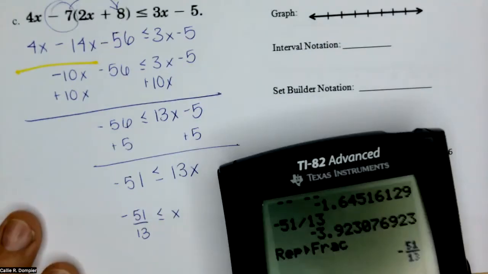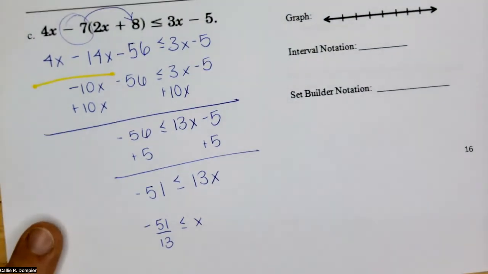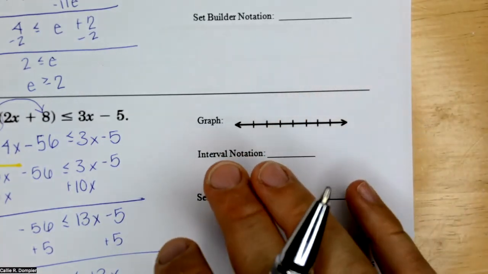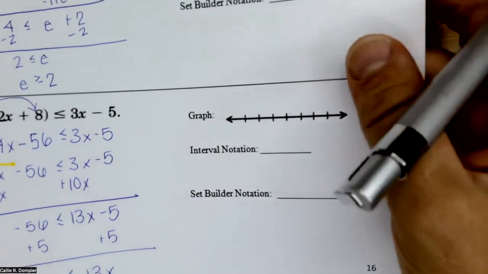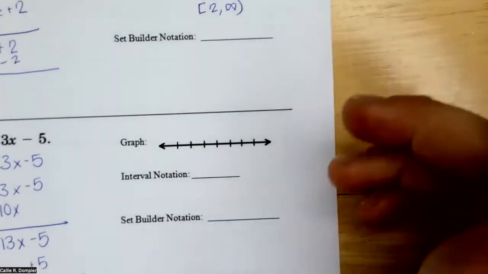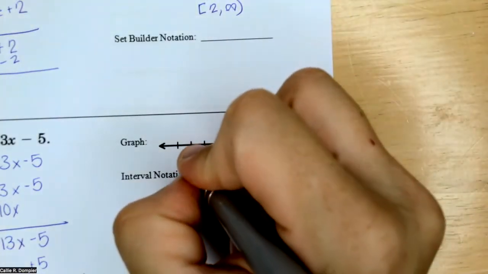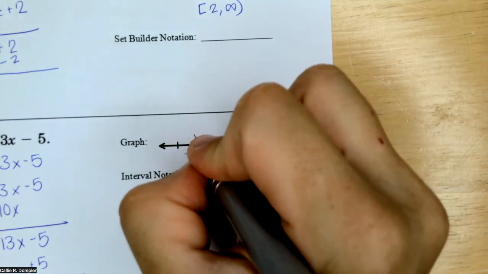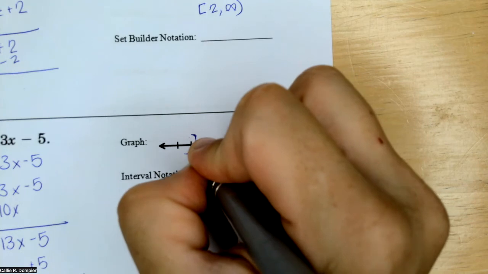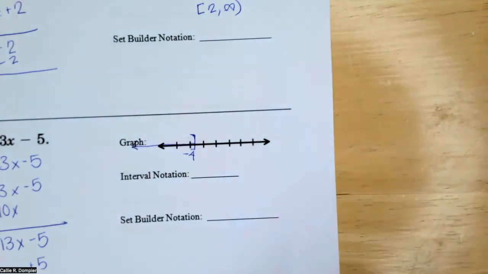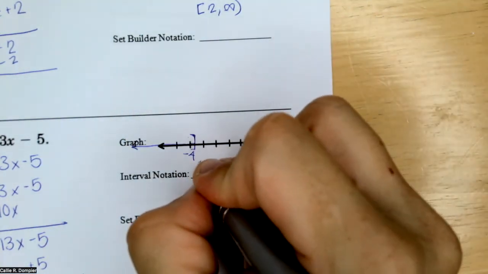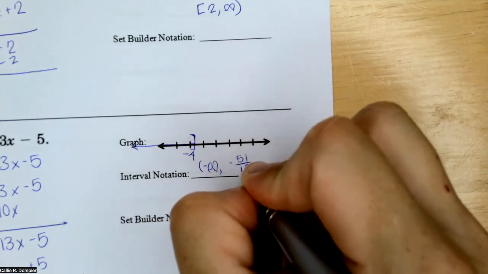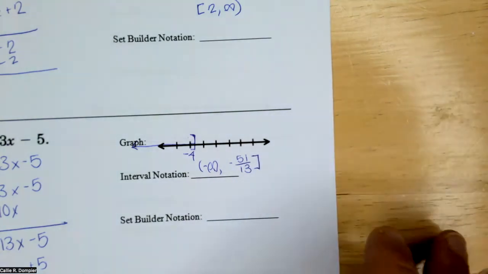Good. Our decimal was negative 3.92, so it's close to a negative 4, and x is greater than or equal to that number, so it'll be a bracket going that way. Interval notation would be negative infinity to negative 51/13 with a bracket.